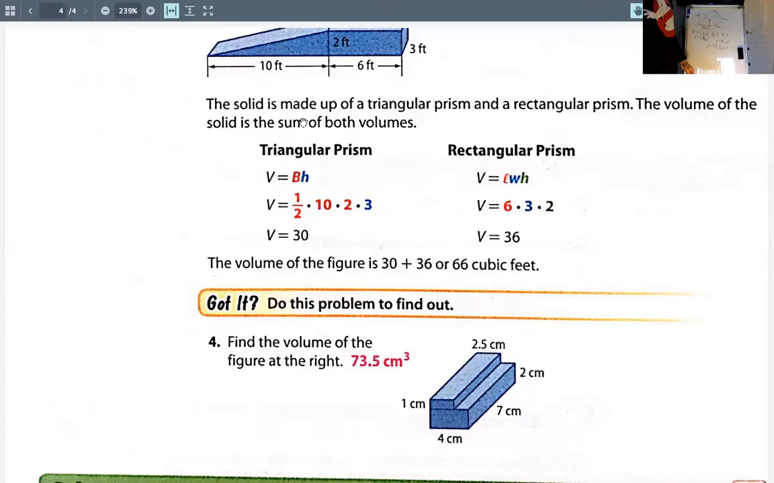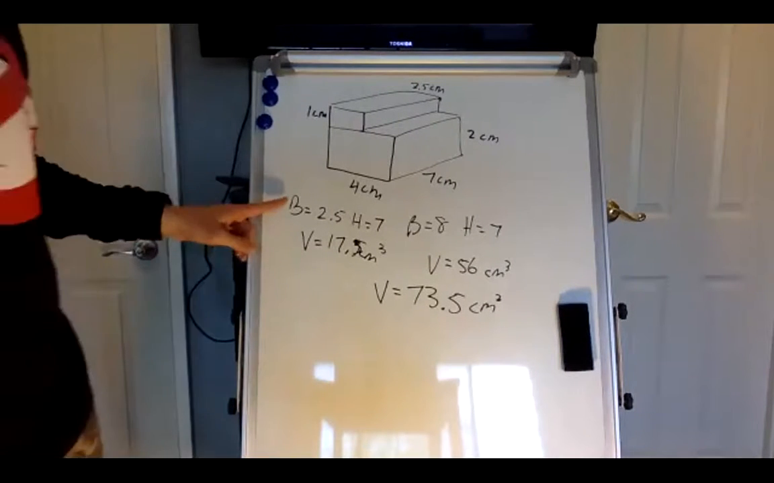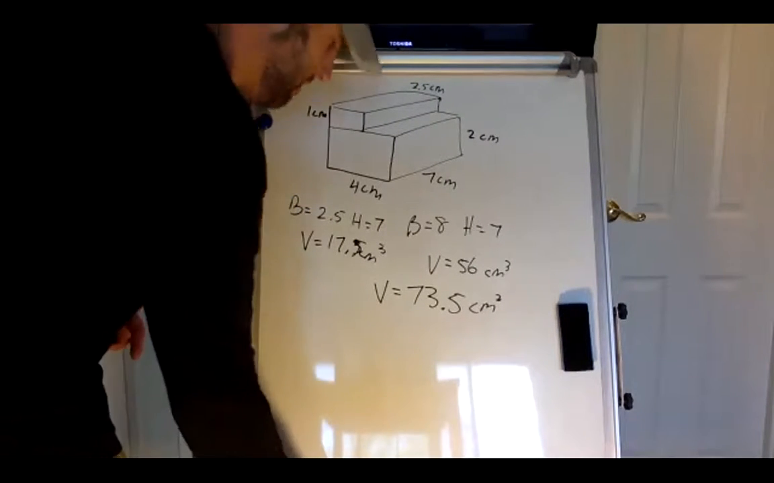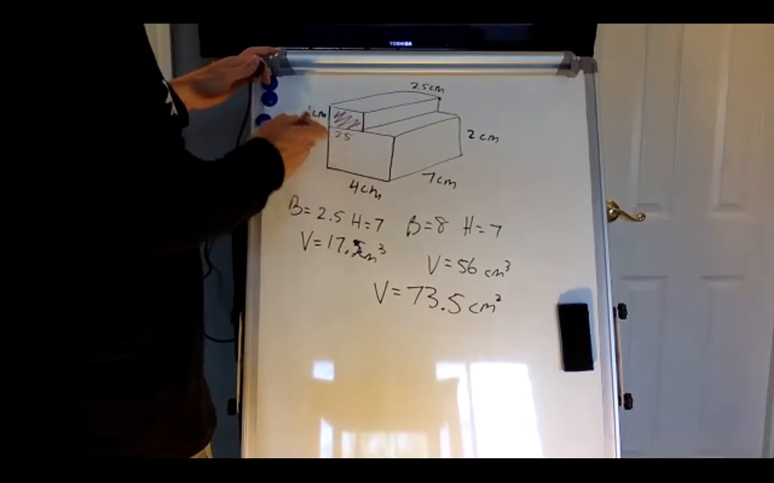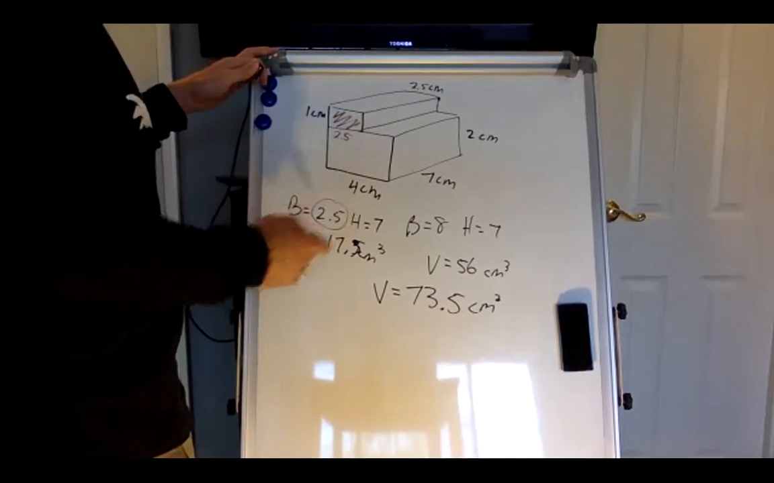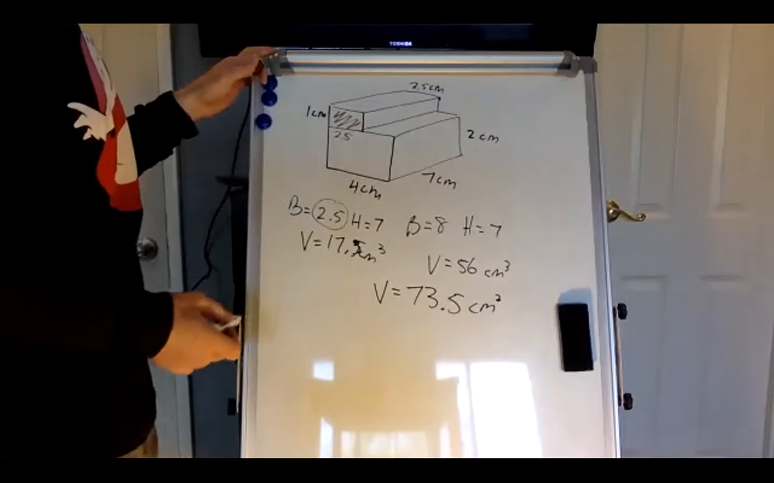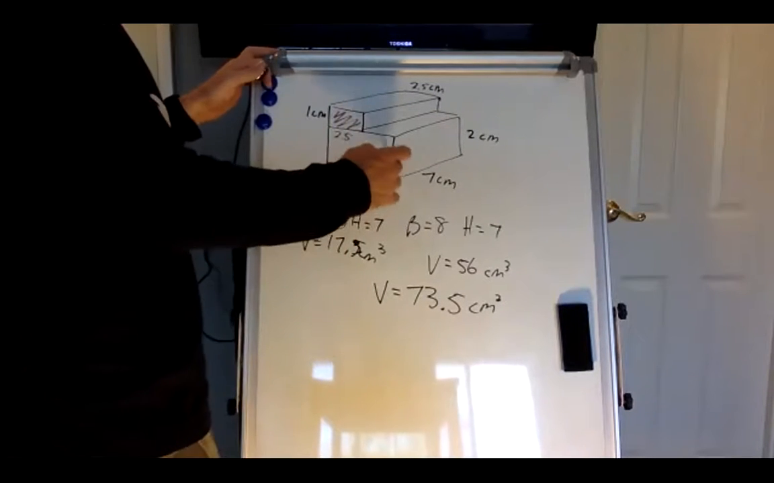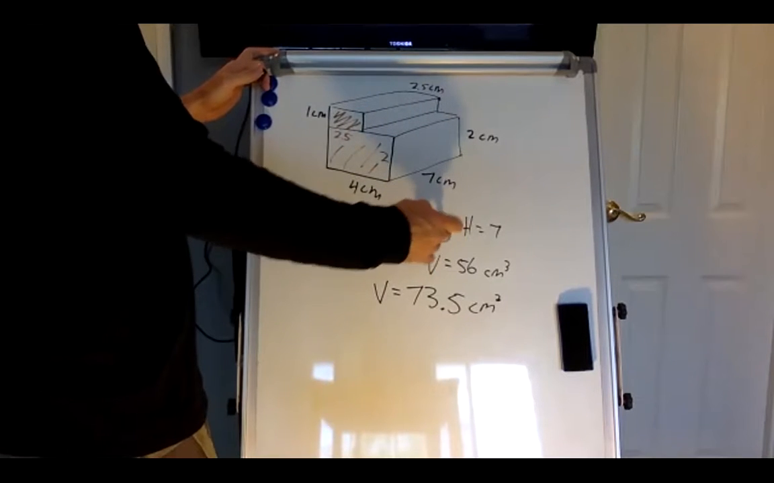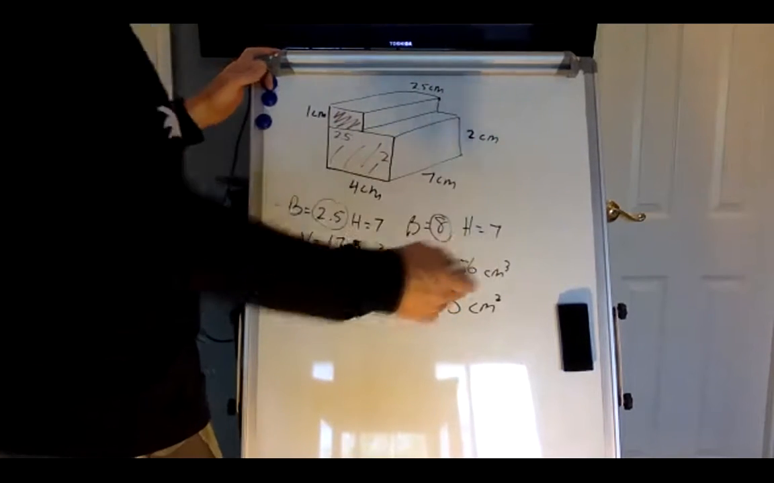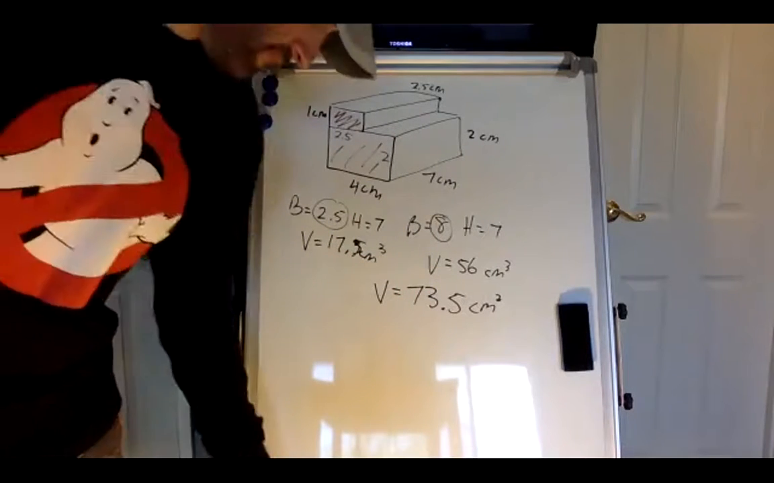So I will show you my screen so you can compare your work. Here I have the base area. I found that this here was 1 by 2.5. So 1 times 2.5 is 2.5. And then this length is 7. So you multiply and get that. And then this one is 4 by 2, so you get the 8. And then that's 7, so you get 56. Add the two together, 73.5.